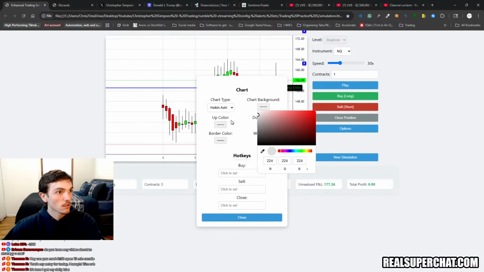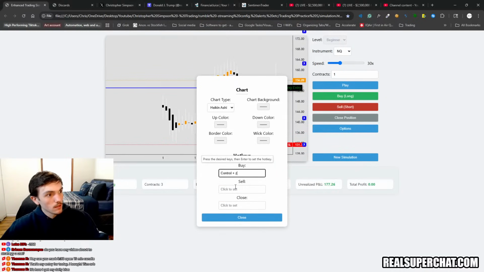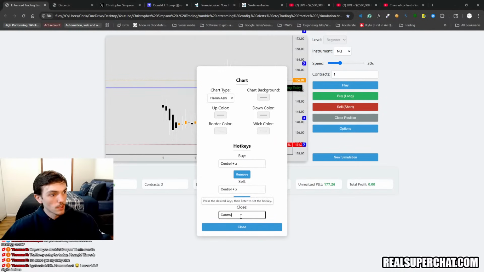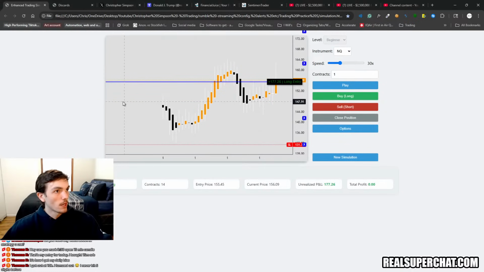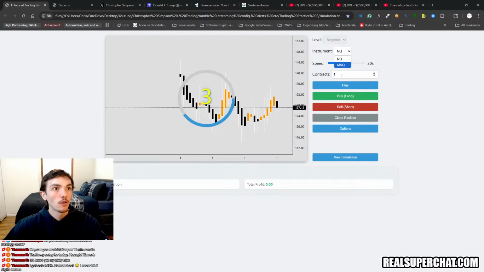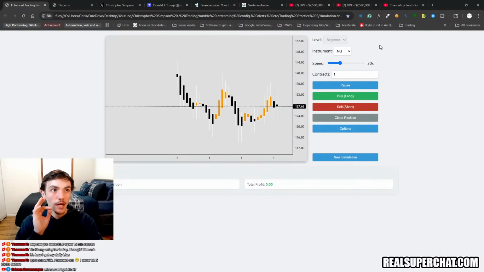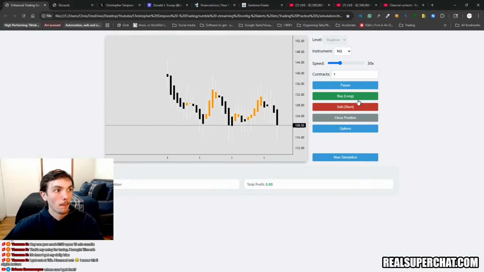Options: candlesticks, chart background, up color, down color, border color, wick, hotkeys. You can set and trade with hotkeys in this simulator. I'm trading with hotkeys right now. Nowhere near this buy and sell. You can close the position with the hotkeys. And then you can go to a new simulation. You can also go to MNQ. May add ES to this. I don't know, we'll see. But this is only the very beginning. A lot to still do with this simulator.